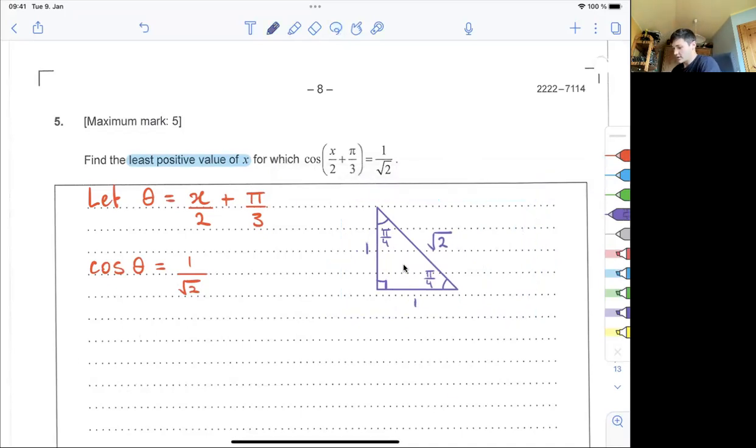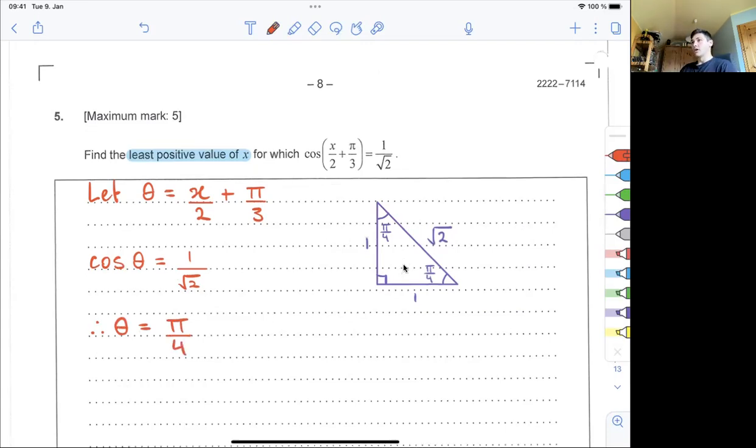So therefore, we can say that theta will have to equal pi over 4, since the adjacent side is 1, the hypotenuse is root 2, and cos of theta is equal to the adjacent side divided by the hypotenuse. So we'll put theta is equal to pi over 4.